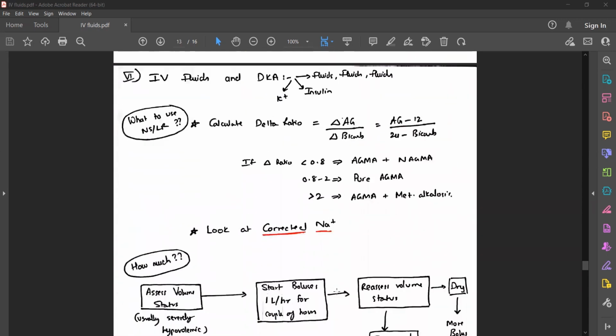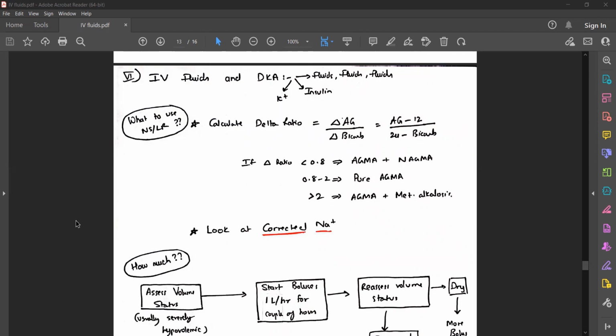Now, coming to the next condition where IV fluids are one of the main parts of management, DKA. So in DKA, there are three important things. One is the fluids. You will give a lot of fluids. The patient is in a huge amount of deficit. Then you would use insulin. At the same time, start the patient on insulin drip, DKA protocol. And then at the same time, you have to remember the guidelines for replenishment of potassium. Now, what would you use in DKA? Would you use normal saline or lactated Ringer's?